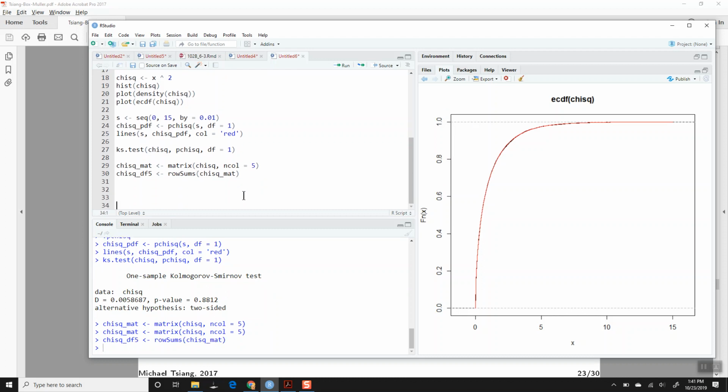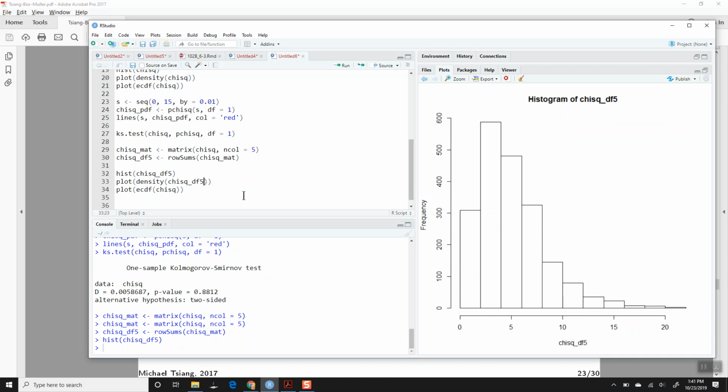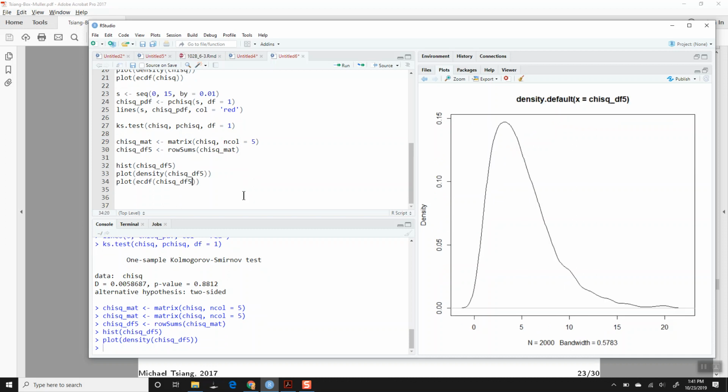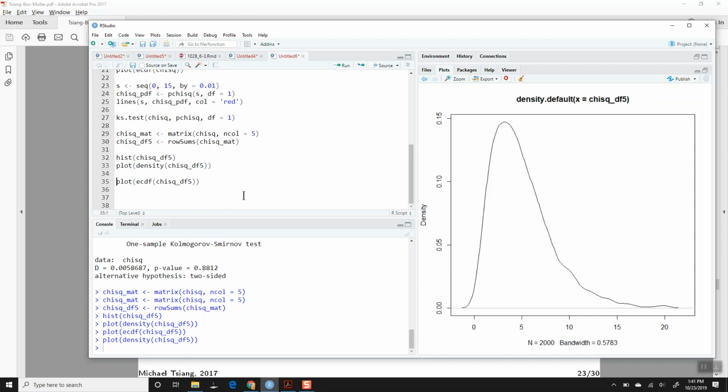Did that work? Okay. And then let's go ahead and plot all of these things, but now with 5 degrees of freedom, chi-square df5. All right, that looks reasonable. So this is our density estimate, and this is our empirical CDF. Here we can plot this, and then I'll just add lines of S versus d chi-square of S with df equal to 5, and color red.